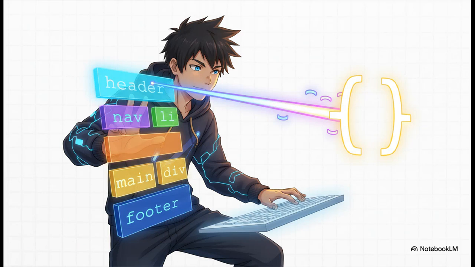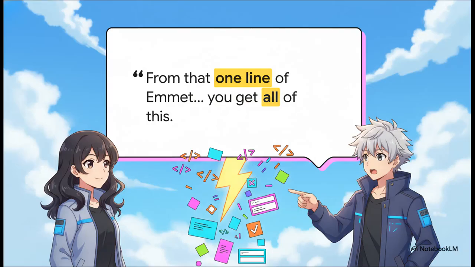But the craziest part? You can combine all of this stuff together. By using parentheses to group things, you can literally build out the entire structure of a complex web page in one single line. I mean, just look at this thing. A header with a nav inside, a main section with a couple of divs, and a footer, all from that one little abbreviation.